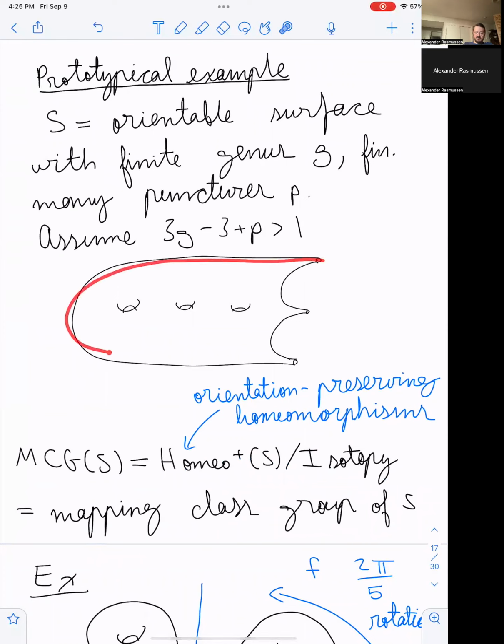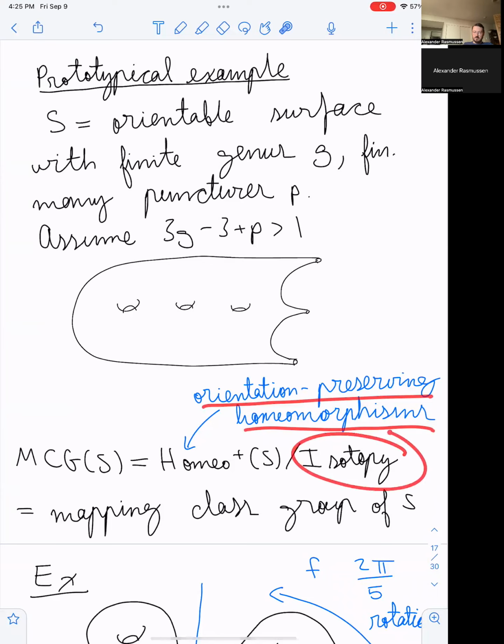So maybe this is our surface, for instance. So this has genus 3 with 3 punctures. So we're going to look at the mapping class group. So this is the group of orientation preserving homeomorphisms of S considered up to isotopy. So we're looking at self-homeomorphisms, but we're allowed to wiggle a homeomorphism a little bit by an isotopy, and we consider those resulting automorphisms to be the same.